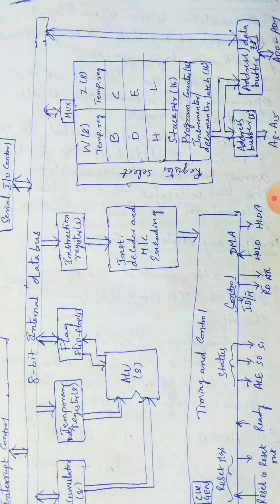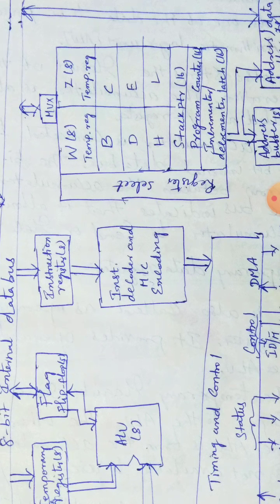If you want to perform a 16-bit arithmetic operation, you use the pairs. If you want an 8-bit operation, you can use the registers individually, whichever register, B, C, D, E, H or L. But the HL pair has one specialty. You can use it as general purpose also.